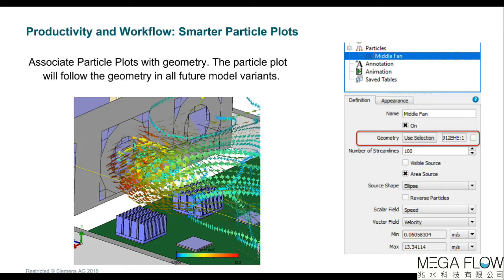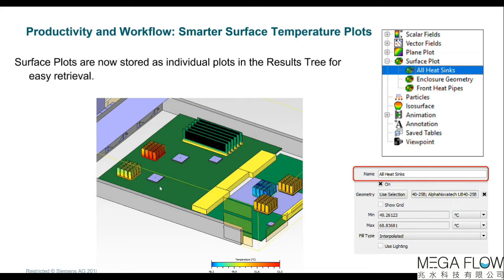In a similar manner, the particle plot definition has been enhanced as well to allow association with model geometry. So these particle plots are commonly used to help you visualize airflow within your product. So the particle plot can be associated with objects as well. So commonly it would be a fan smart part, or perhaps a perforated plate, or a resistance object used to model a vent. So this makes it easier to position the particles in the first place. And as I said earlier, if you decide to change the location of the fan in a future model variant, this particle plot will automatically follow right along.